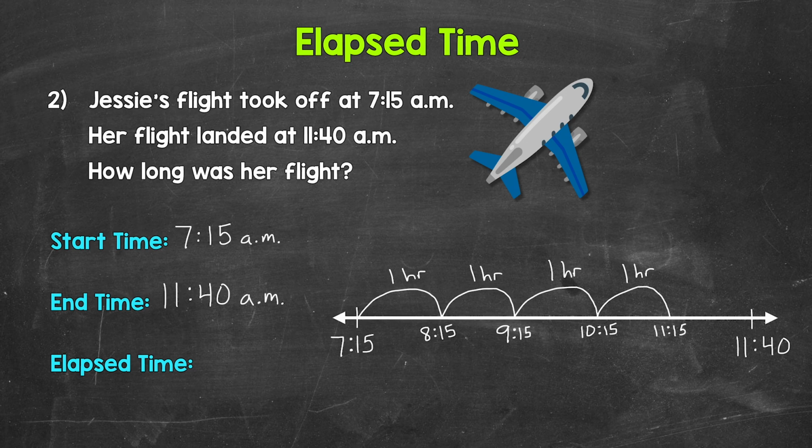Well, 1 hour ahead of 11:15 is 12:15, which is too far. That's past our end time. So we can't do another hour. We need to use minutes now. And again, there are different strategies here. Use what works best for you.